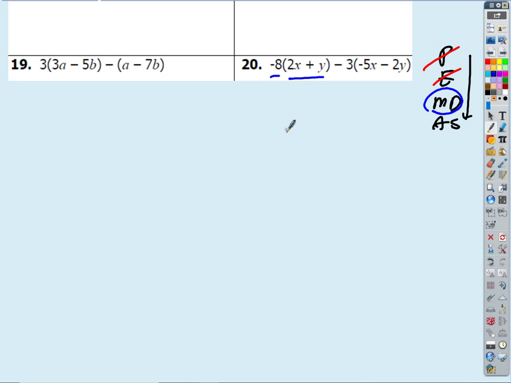So I'm going to multiply those. Well, how do I multiply -8 times that quantity? I distribute, don't I? So I end up with -16x minus 8y, and I'll do the same thing over here, won't I? I'll distribute the negative 3, and I'll get positive 15x plus, whoops, not 10, plus 6y. Everybody agree with that? Okay.